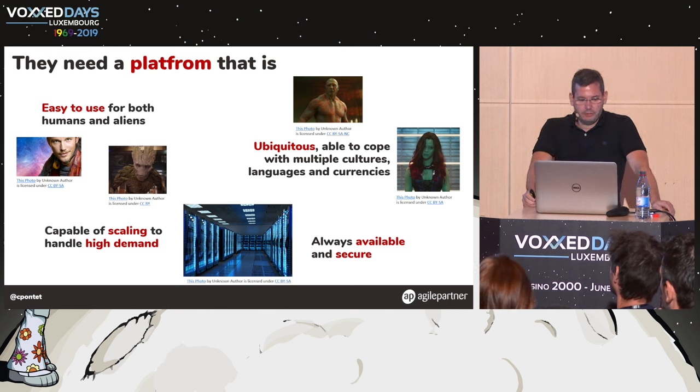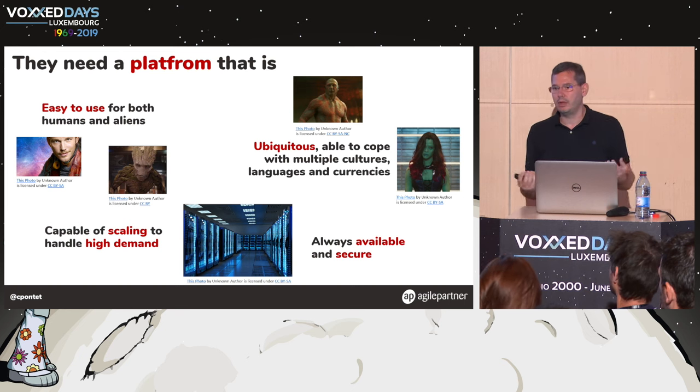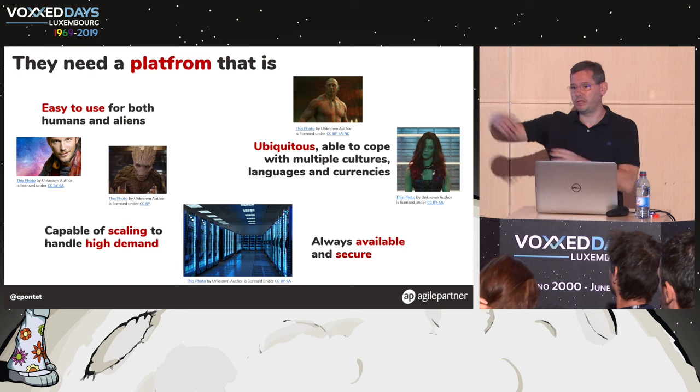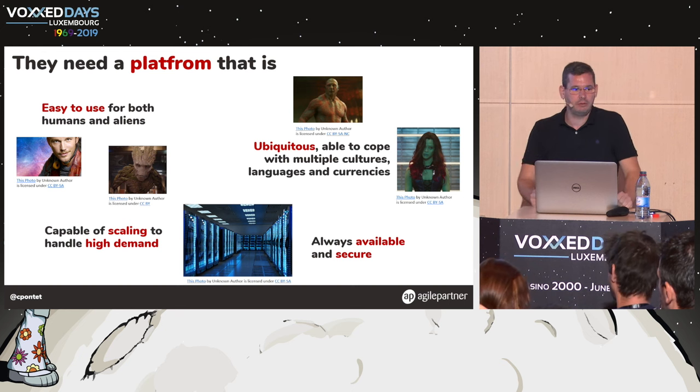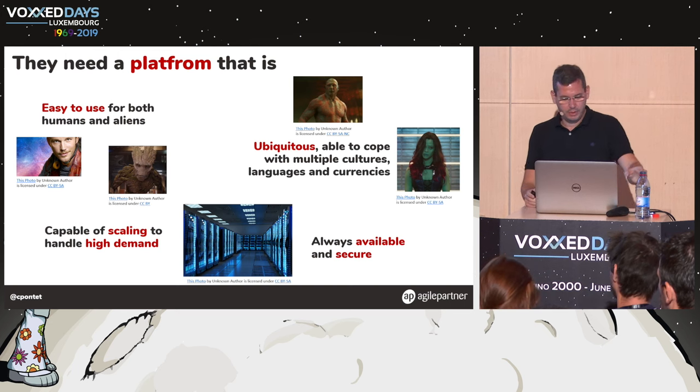They need to create a platform that is easy to use, and easy to use when it comes to human beings, it's already quite difficult, but when it comes to aliens, it's even harder. They need to also handle something that is kind of ubiquitous, like people, every kind of culture and languages and currencies that are used need to be handled. They also need something that will scale. I mean, if you have some kind of sport event at the other side of the universe, and they want to buy some gear or whatever, they need to cope with that scale. So it's pretty difficult.